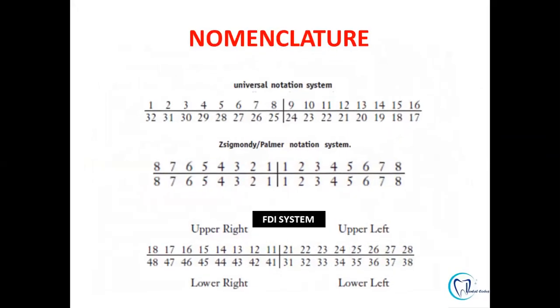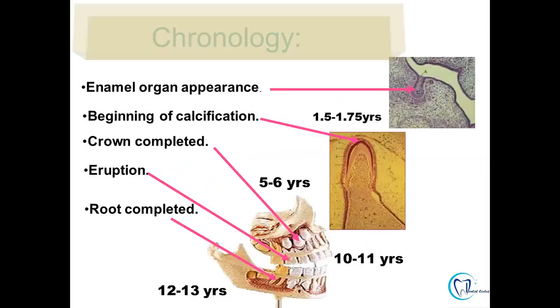When we talk about its nomenclature, it is the 4th tooth from the midline. In the universal notation system, it is 5 and 12. In Zsigmondy-Palmer, it is right 4 and left 4. And in the FDI system, it is denoted as 1 4 and 2 4. This is the best way to represent the nomenclature. You can always use this format whenever the morphology and the nomenclature are asked in exams.